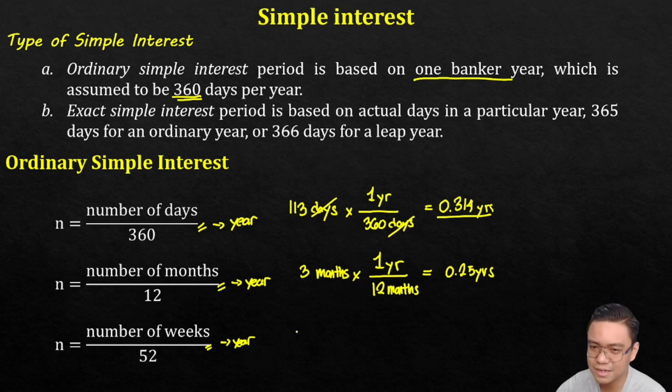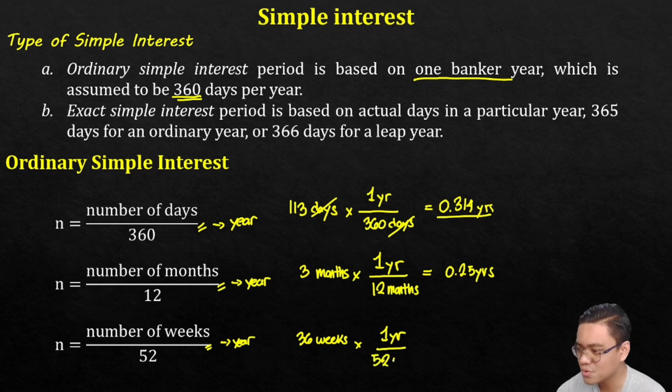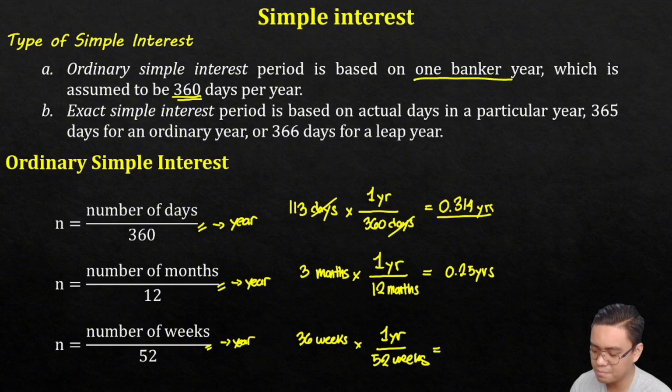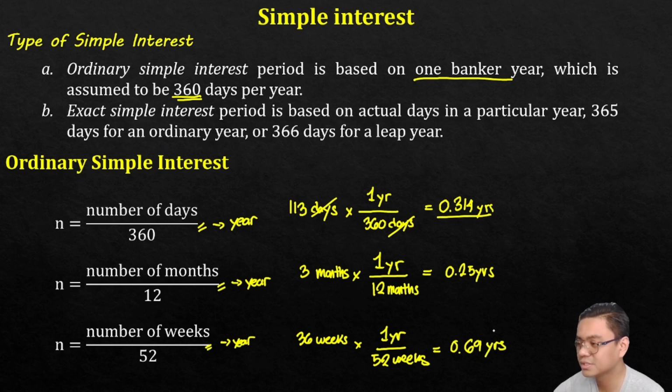Sir, what about weeks naman? What if you have 36 weeks? How do you convert that one into years? Okay. So that would be 1 year, then you have 52 weeks po. So, divide mo lang yan. 36 divided by 52. That should give you 0.69 years. Okay? So, that's how you go about with the ordinary simple interest.